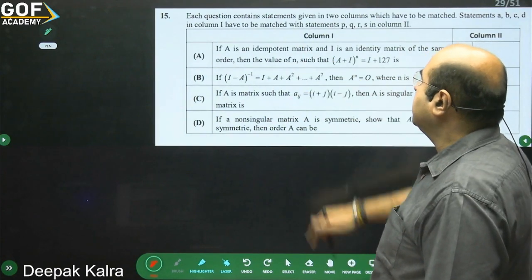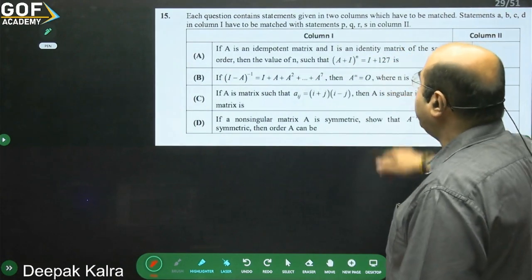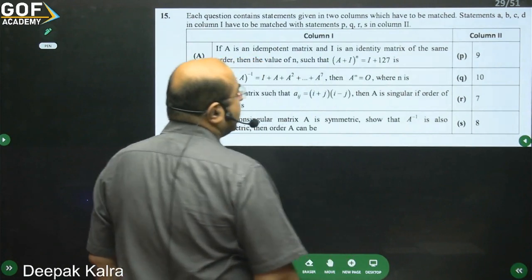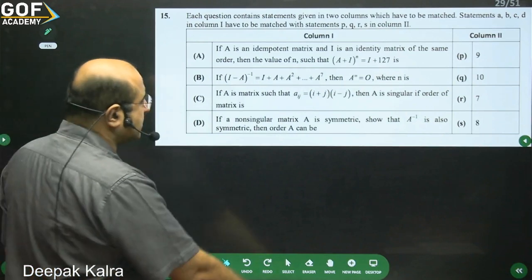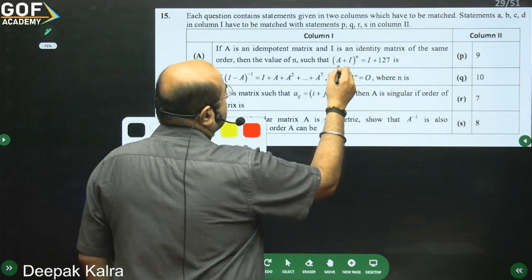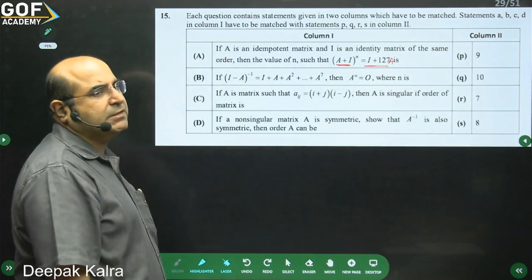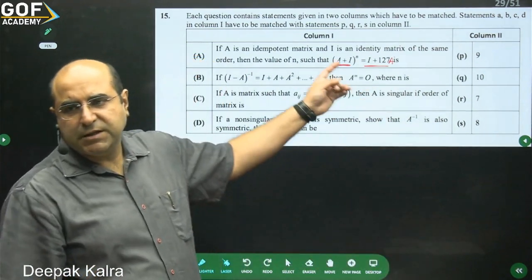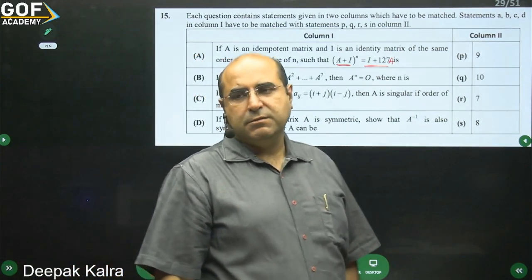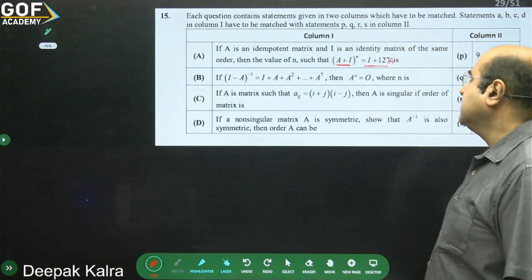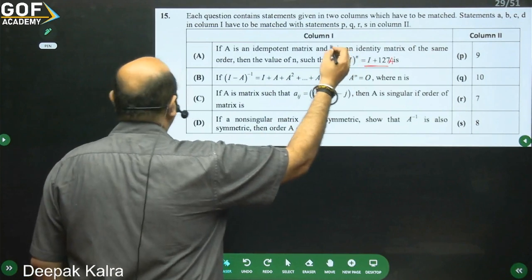Going with the next. A is an idempotent matrix. I is the identity matrix of the same order. Then the value of n for which this is going to happen. This question is wrong in the sense of it. Since it is a matrix, so it is not looking like matrix. So you should have A over here. Mark this thing as incorrect question. It is 127A. Matrix dimensionally should be equal to a matrix only. It cannot be 127, it should be 127A. So nothing else, you just understand this.